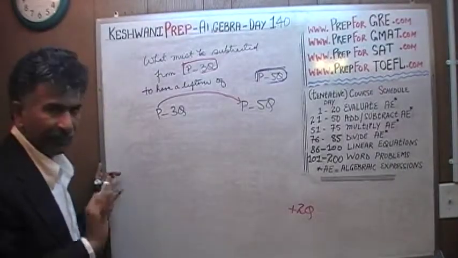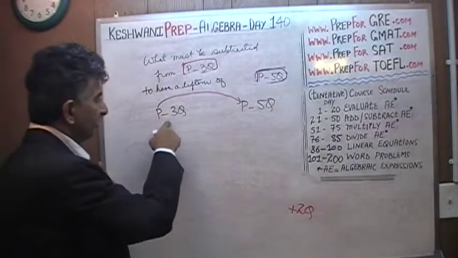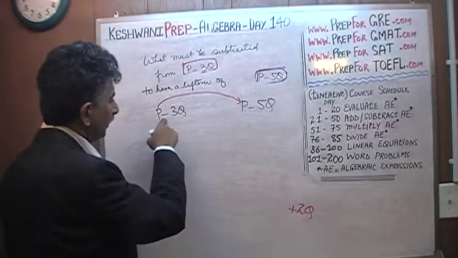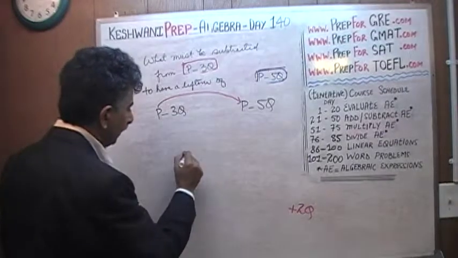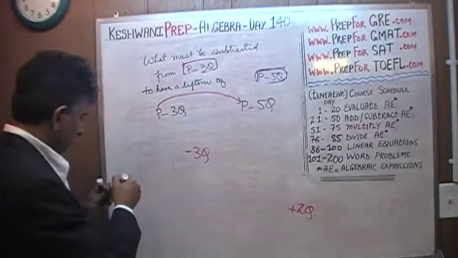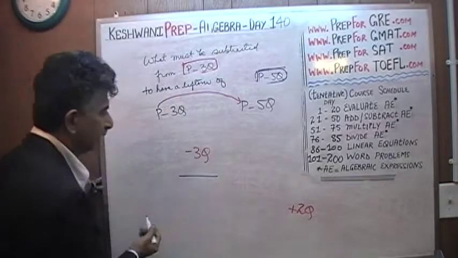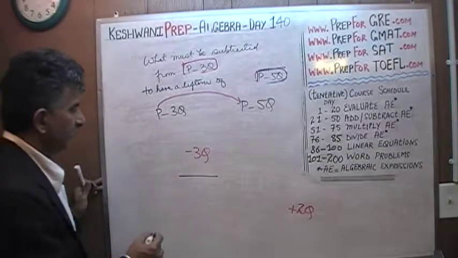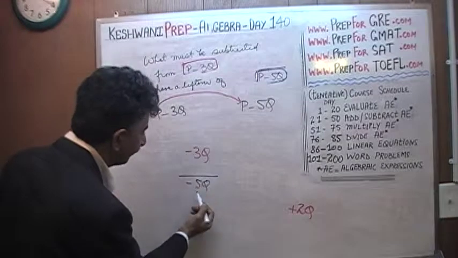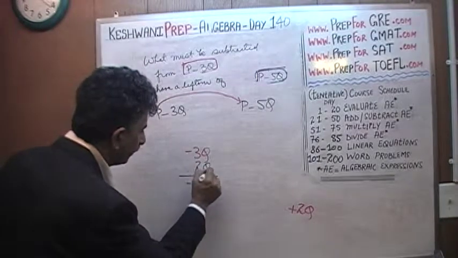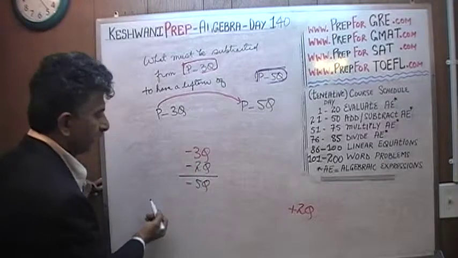So that part is done. What do you suppose must be subtracted from here to turn the negative 3Q into negative 5Q? I have negative 3Q. What do you suppose I need to take away from it to make it a negative 5Q? We need to take away 2Q. Take away means subtract it.